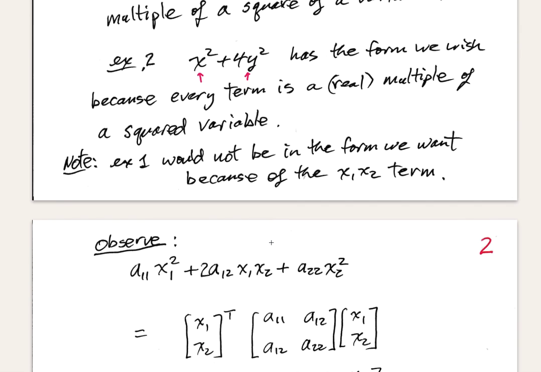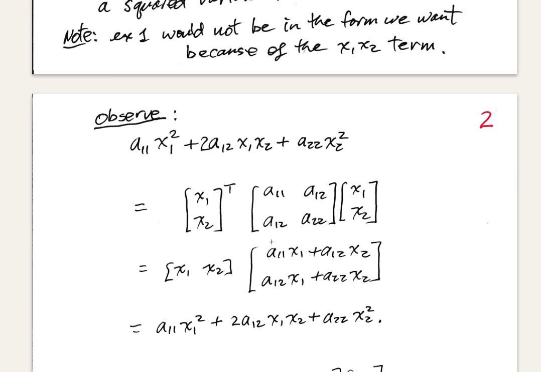I want you to observe quickly the following. I've actually got a general quadratic form in x1 and x2. For convenience, I wrote the coefficient on x1 x2 as 2 times a certain number, which I'm going to call a sub 1,2. The coefficient in front of x2 squared is a sub 2,2, and the coefficient in front of x1 squared is a sub 1,1.